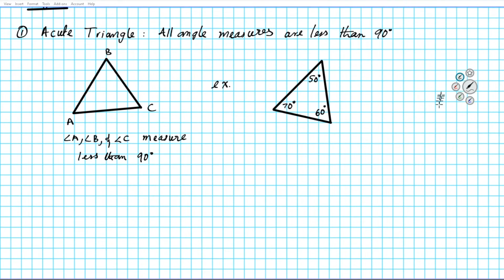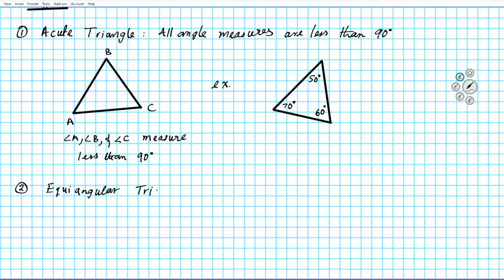The next one is known as an equiangular triangle. If you just take a look at the name and break it into parts, you can tell what it means. Equiangular: equi means equal, angular means angles. So what's the situation here? You have an equiangular triangle when all the angle measures are the same.